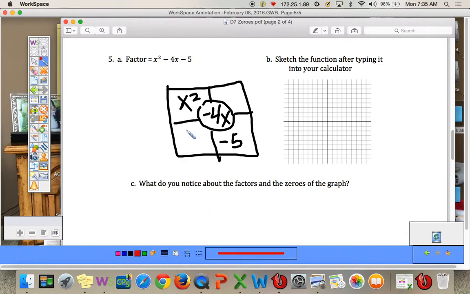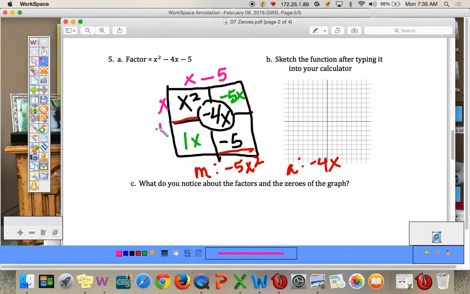So we want to know what multiplies to negative 5x squared that adds to negative 4x, and that would be negative 5x and 1x. They add to negative 4, multiply to negative 5. Let's get the outside. X times x is x squared. X minus 5 is negative 5x, and x plus 1 is 1x. So here are your factors, x minus 5 and x plus 1.